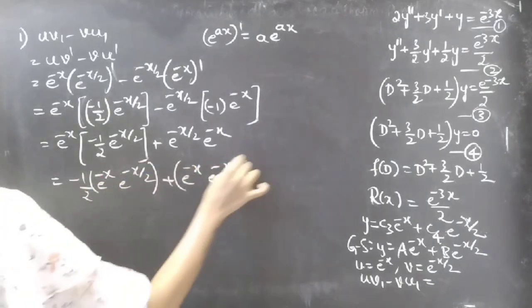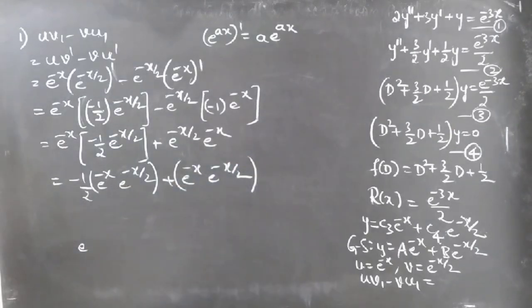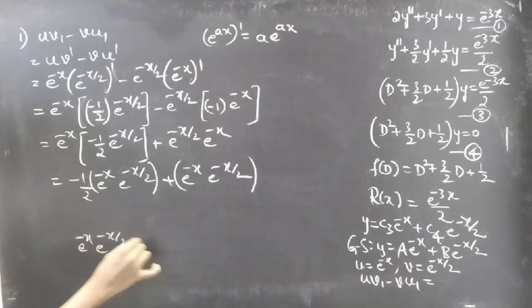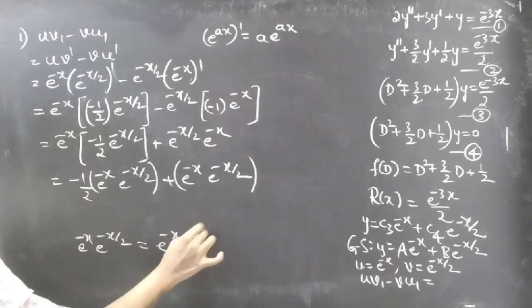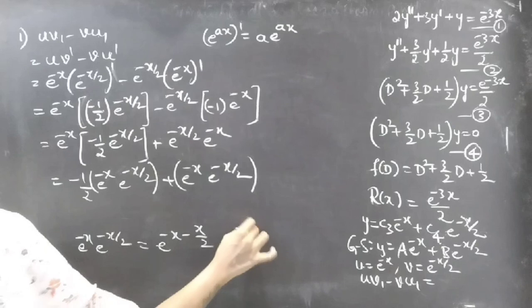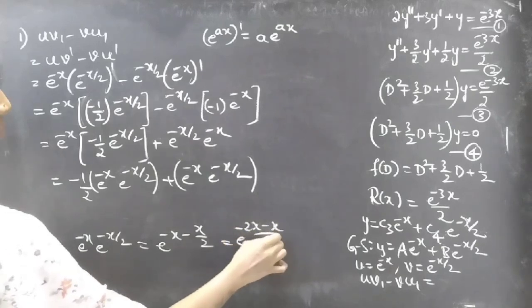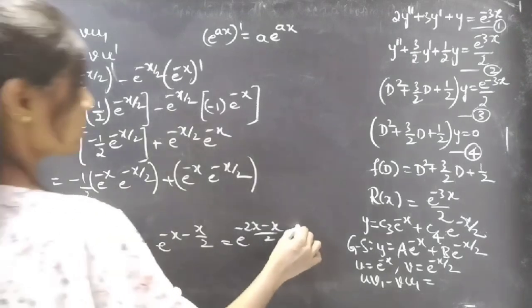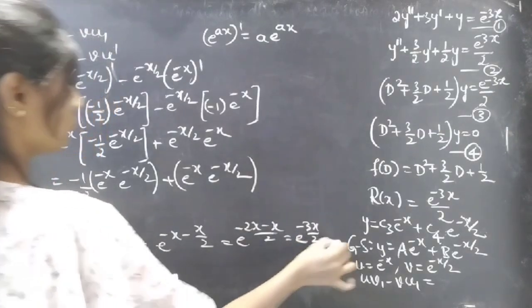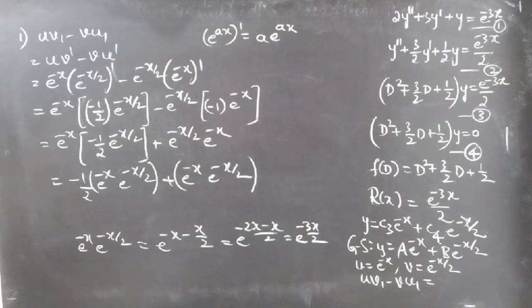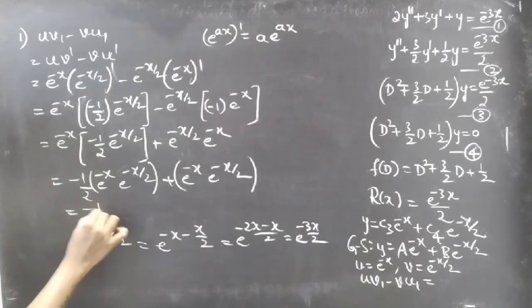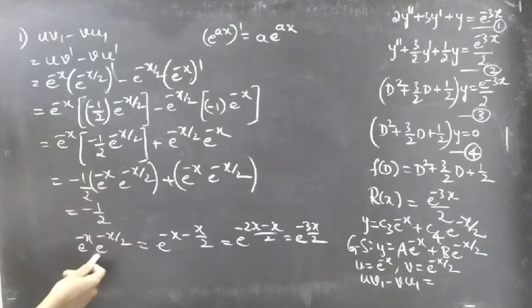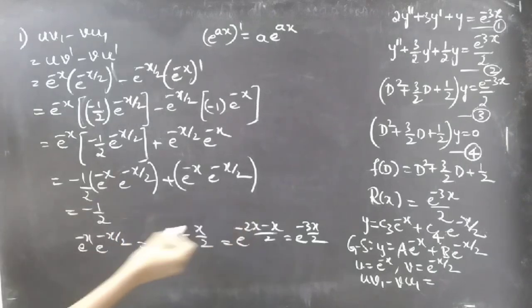See, e power minus x into e power minus x by 2 is repeating twice, so let's simplify it. You can just write this as e power minus x by 2, which gives us e power minus 2x minus x by 2, which is e power minus 3x by 2. This gives us minus 1 by 2 into, replace e power minus x into e power minus x by 2 with e power minus 3x by 2.